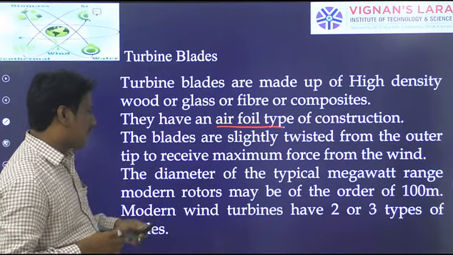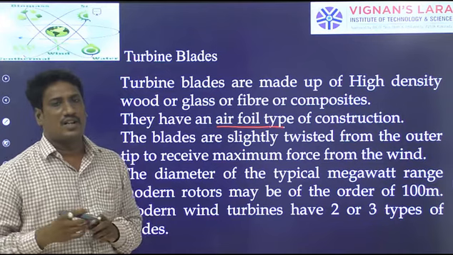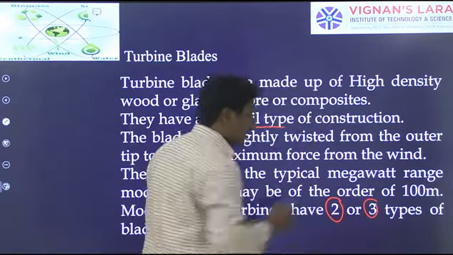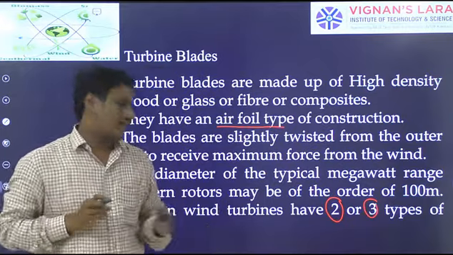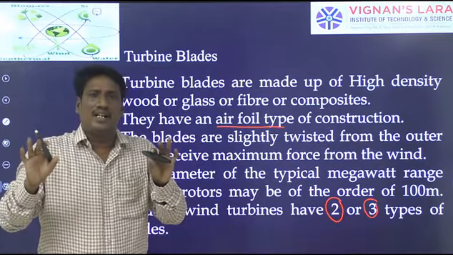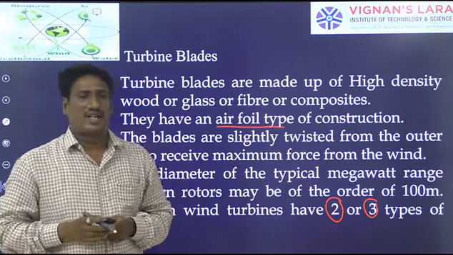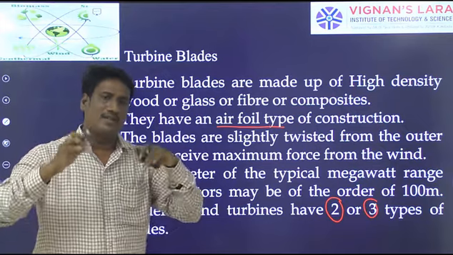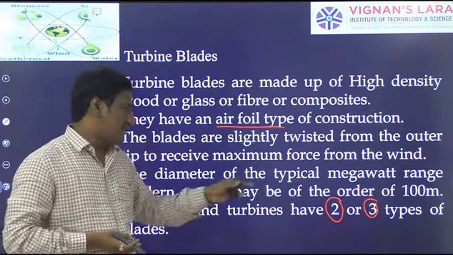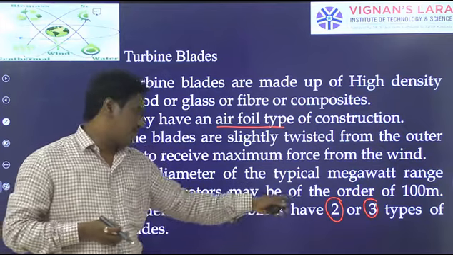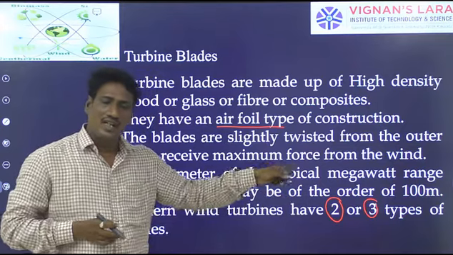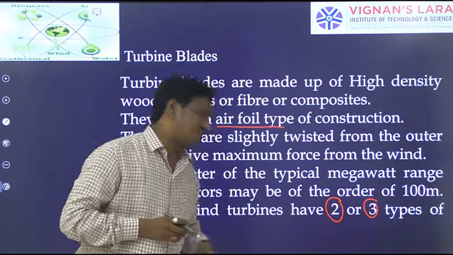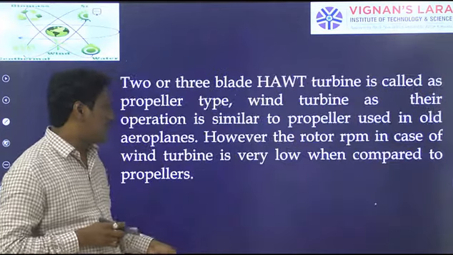Modern wind turbines may have two or three blades. Two-blade construction is simple, but unbalanced forces will be developed, whereas with three blades balanced forces will be developed and the rotor will rotate in a balanced way, giving higher, better quality output. But the construction is somewhat difficult, whereas it is simple in the case of a two-blade structure.